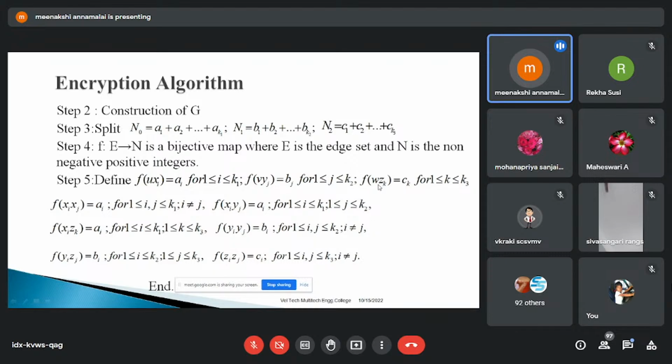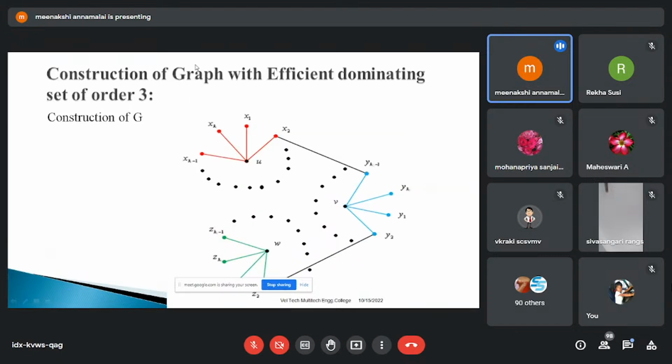And for the rest, this is the main thing: it is your wish, you may assign any number; you don't need to bother about that. For my network, I'm considering f of XIXJ equal to AI. Look at the other edges we have to join: X1 to X2, X1 to XK1, XK1 to XK1 minus 1, and here also Y1 to Y2, Y2 to Y3, likewise up to YK2 to YK2 minus 1. And the Z vertices also we have to join among themselves.